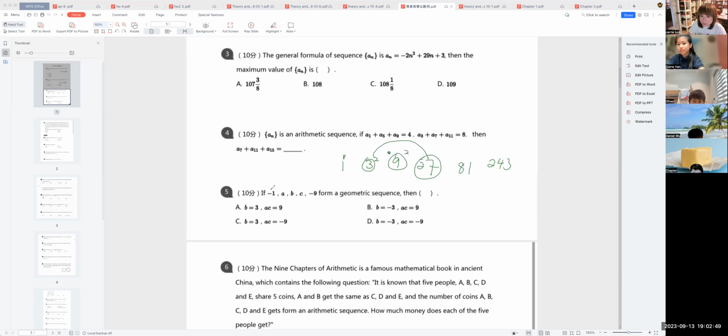Get it? So that means negative 9 times negative 1 should equal what? B squared. So B squared equals 9. B could equal negative 3 or positive 3, correct? Oliver, chapter, did you see that? Hello, chapter.